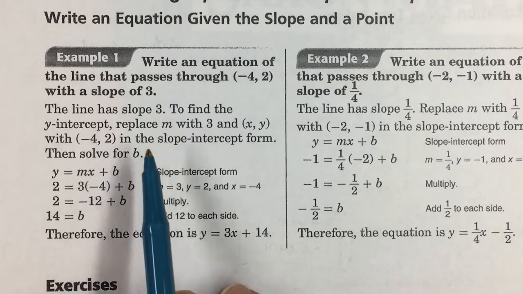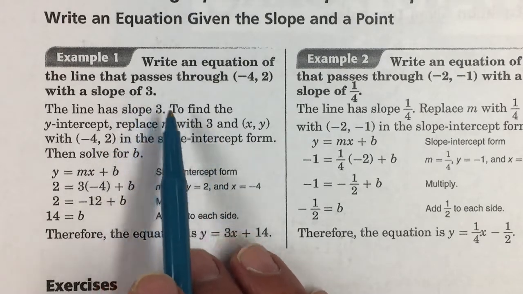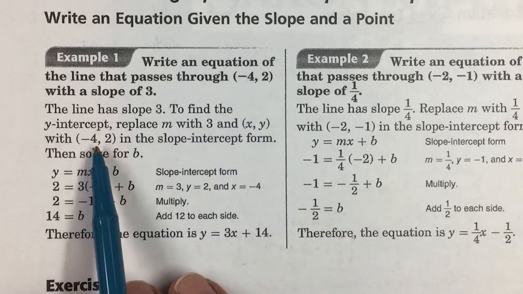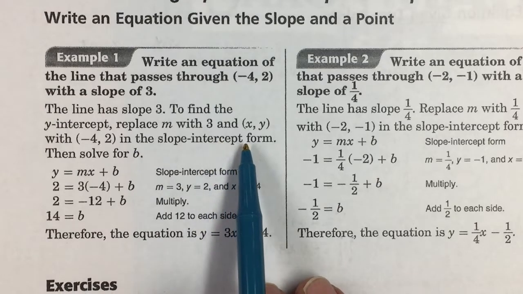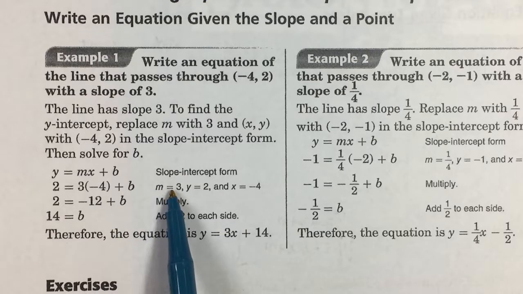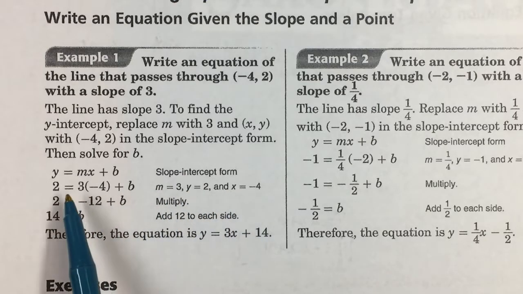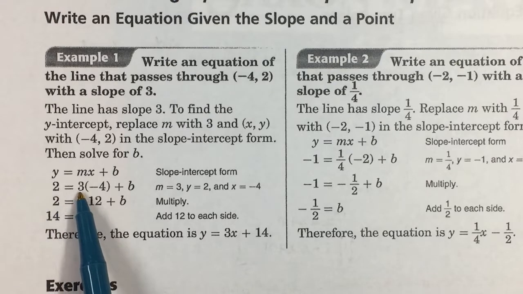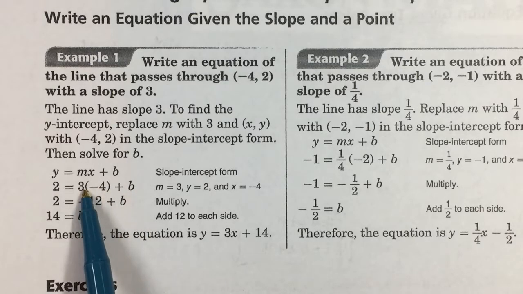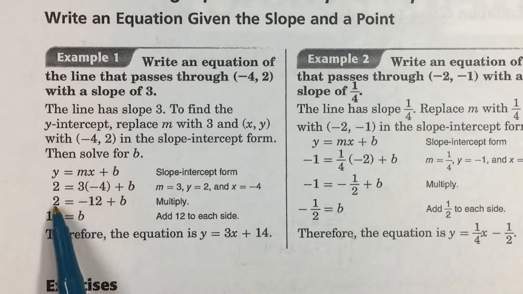To find the y-intercept, we replace the m with 3, that is given, and x and y with the coordinates of the point, -4 and 2, in the slope-intercept form. So we replace m by 3, y by 2, and x by -4, and we add the b that we don't know and we need to find. We do the numbers: multiply 3 times -4 is -12, and to find b, we add 12 to both sides, and we have b equals 14.